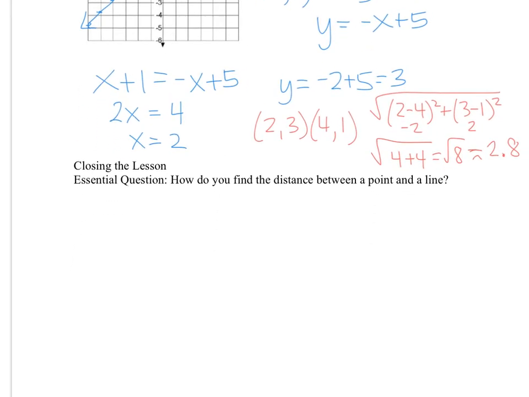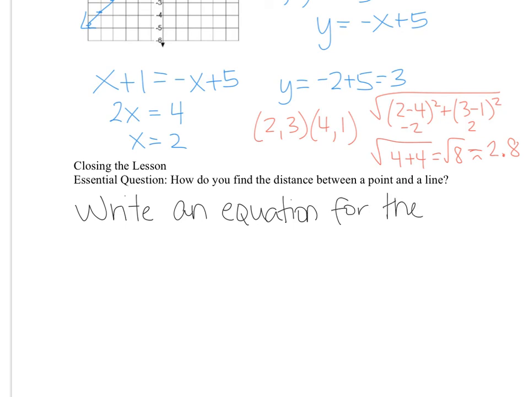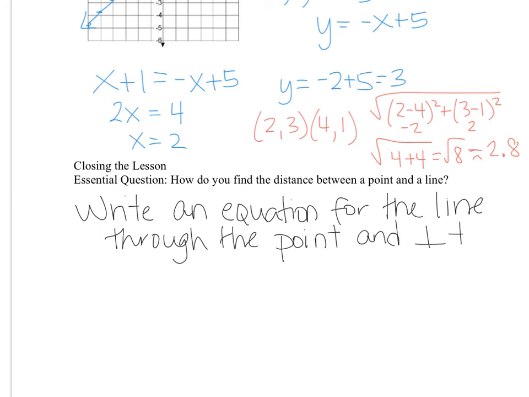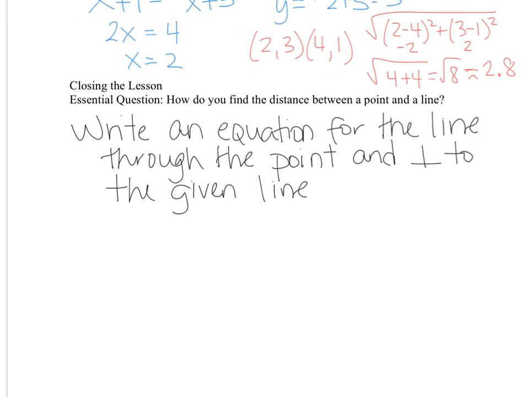Close the lesson. How do you find the distance between a point and a line? Well, the first thing you're going to do is write an equation for the line through the point and perpendicular to the given line. And the second thing you're going to do is find the point of intersection.